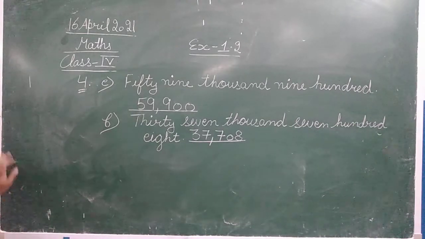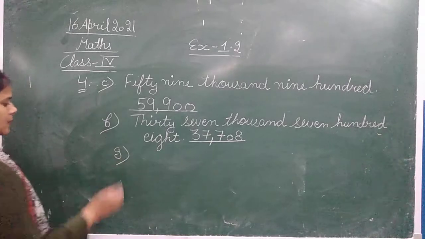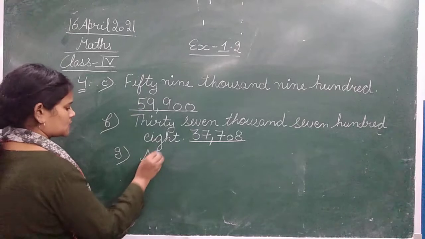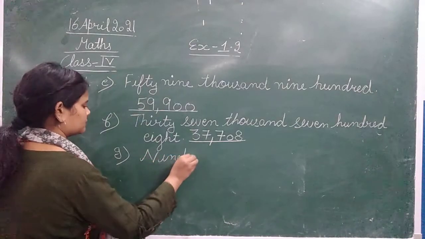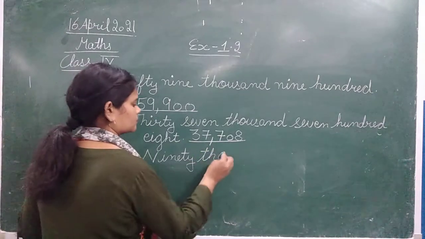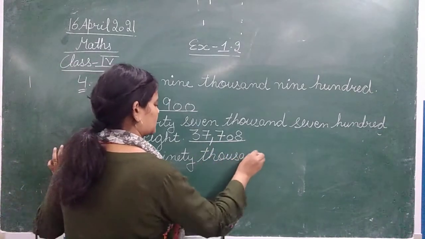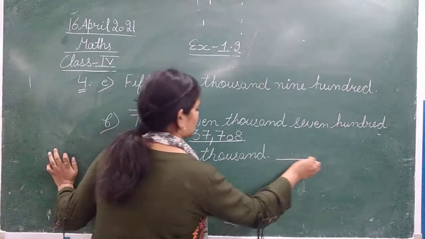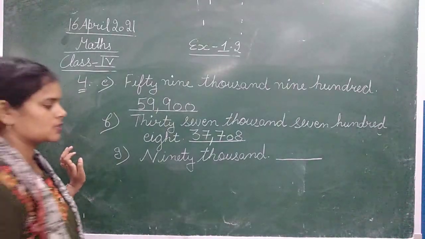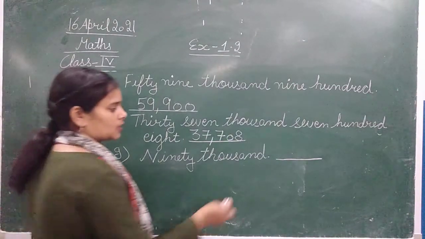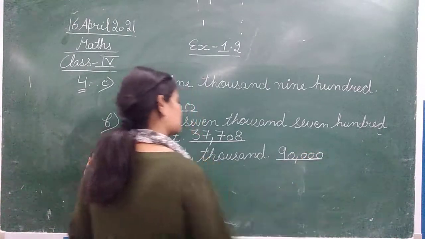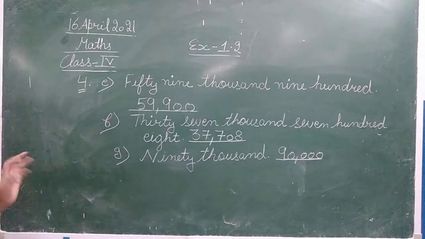Moving next to the G part. The G part is 90,000. 90,000 is simply 90,000. This is the simple one.